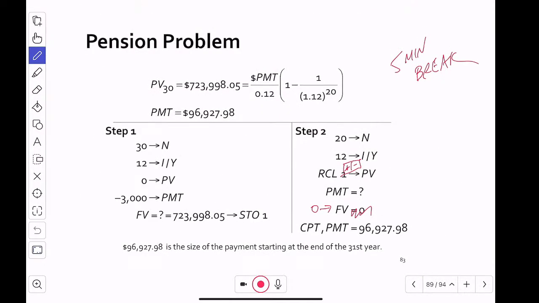What is the problem with OB? Do you get this result? So this result, you hit store 1, you clear your screen, and you start entering these values in.